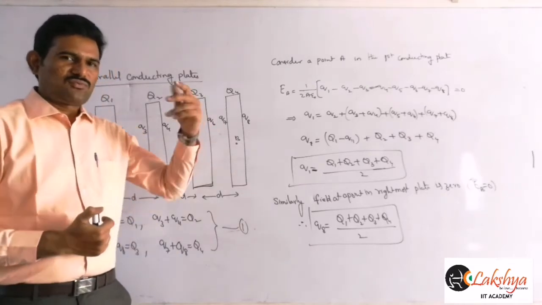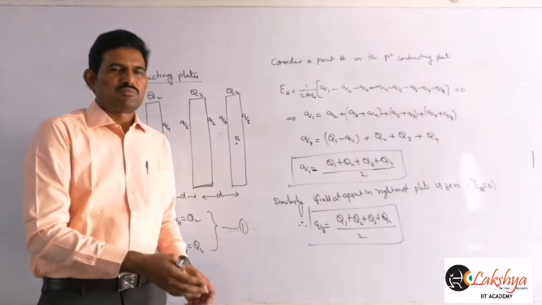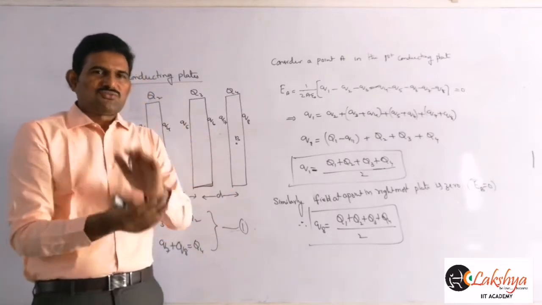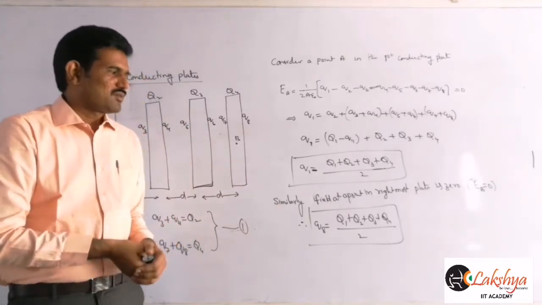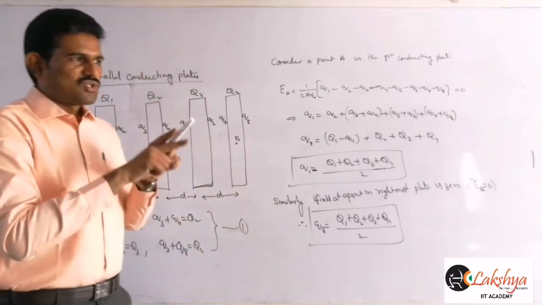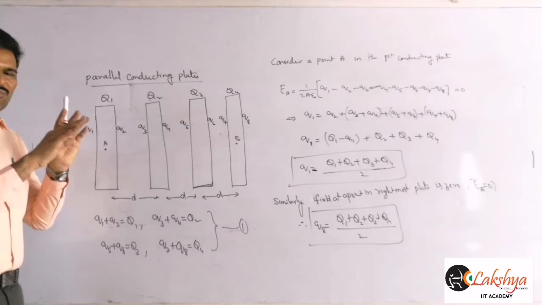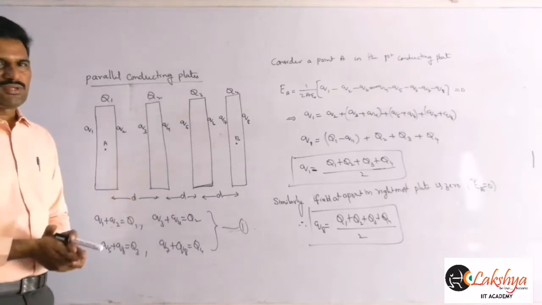That is irrespective of the number of plates here. 2 plates may be there or 100 plates may be there. Whatever the total charge given to the system, we need to add it and divide by 2. Half of the total charge given to the system. So keep this sentence in a box. That is one of the important points regarding parallel plates.